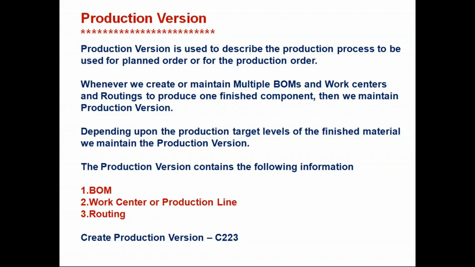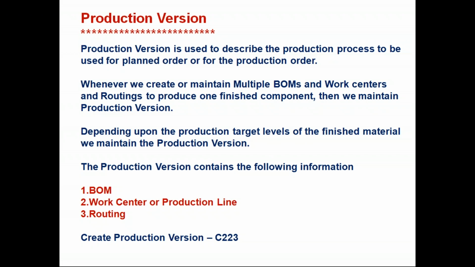Okay. So production version is used to describe the production process to be used for planned orders and production orders. So whenever we create or maintain multiple BOMs, multiple work centers, multiple routings to produce one finished component, then we maintain production version. So depending upon the production target levels of the finished material, we maintain production version.